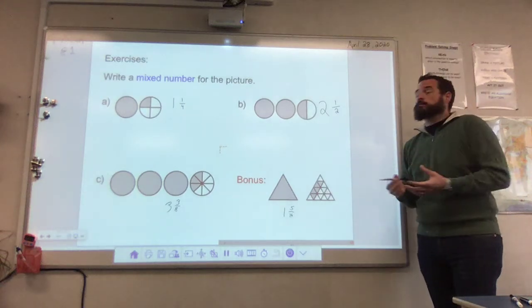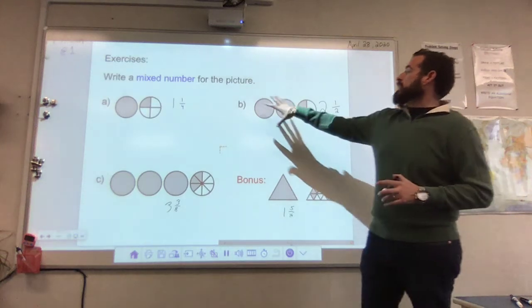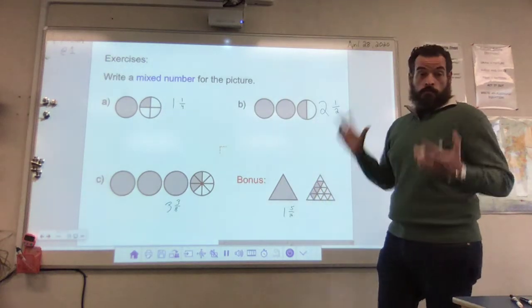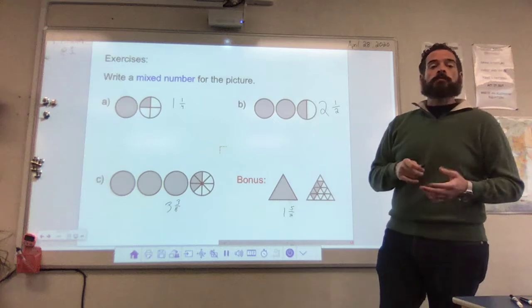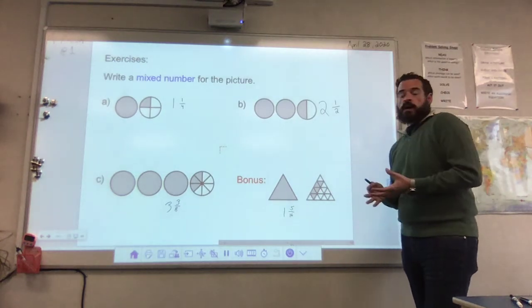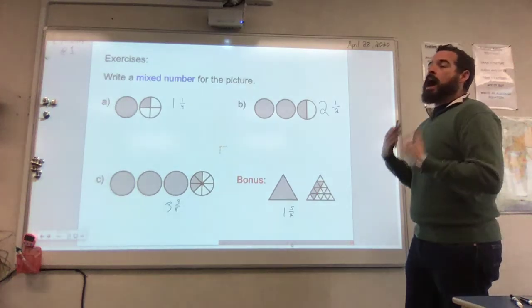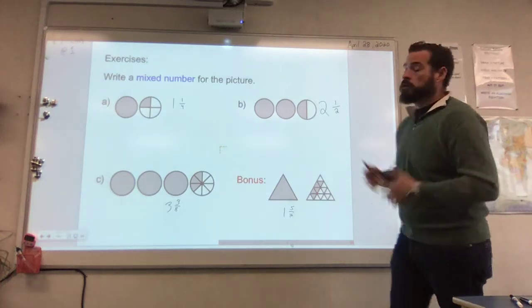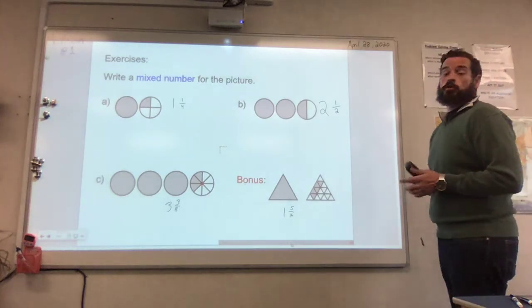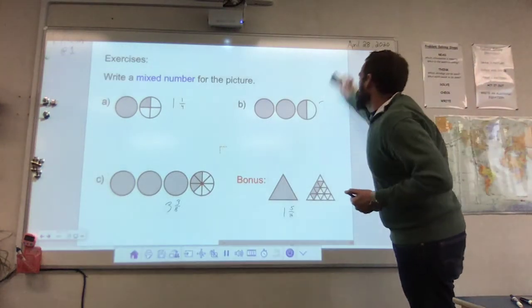So when you're looking at these mixed numbers, first count the ones that are completely shaded in, the wholes. That's going to be your whole number. And then just as we've done before in the previous lessons, you count how many parts it's divided into to get your denominator. How many parts are shaded gives you your numerator, and that is your answer. So you have a whole number and a fraction every time you're looking for a mixed number.